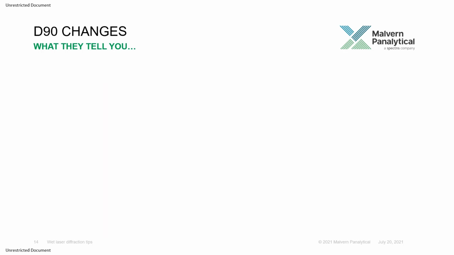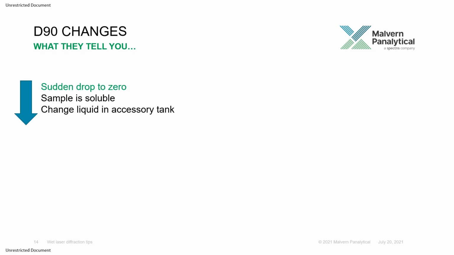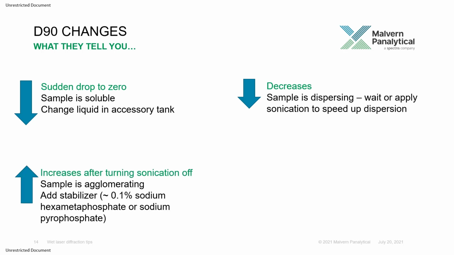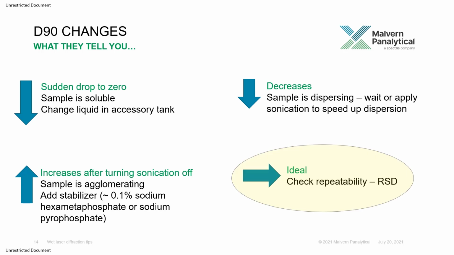The changes in D90 also tell you a story. A sudden drop to zero, the sample is soluble. If it decreases, the agglomerates are dispersing. Either wait or apply sonication to reach stability. If the D90 increases after turning the sonication off, your sample is agglomerated. Add a stabilizer. Ideally, of course, you want to see that the repeatability in D90 is good, and that denotes a stable dispersion.